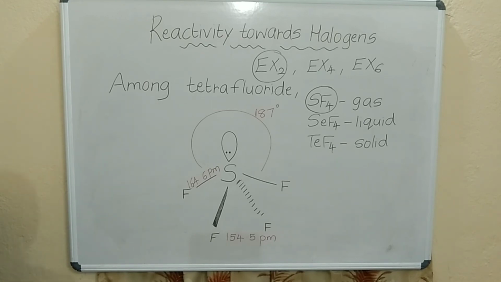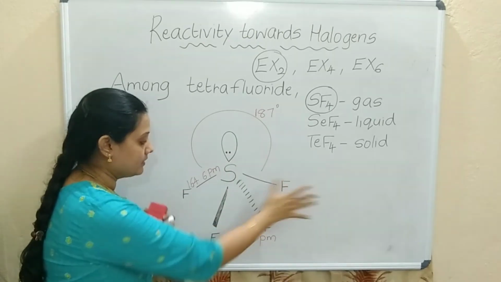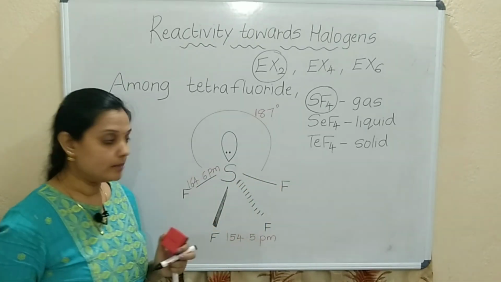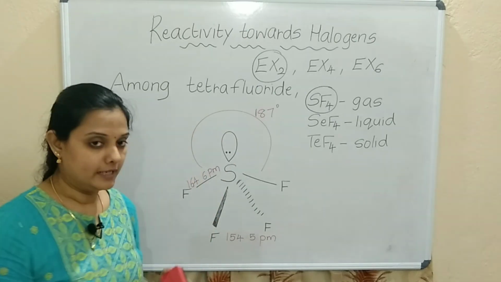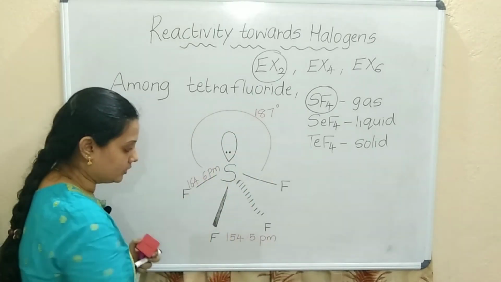So check the structure for SF4 here. It is like a seesaw only, correct? These 2 are the axial bonds. This is the equatorial bond with the lone pair of electron. I have written the bond angle here and the bond length also.